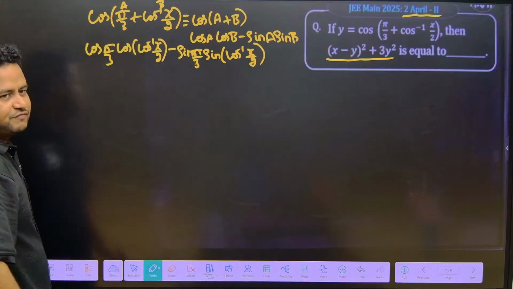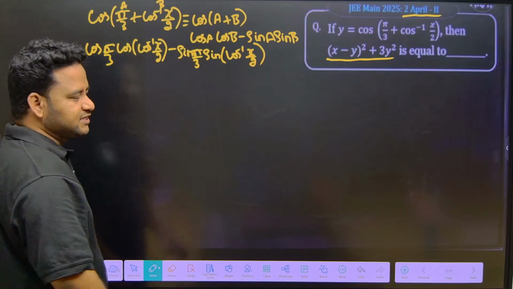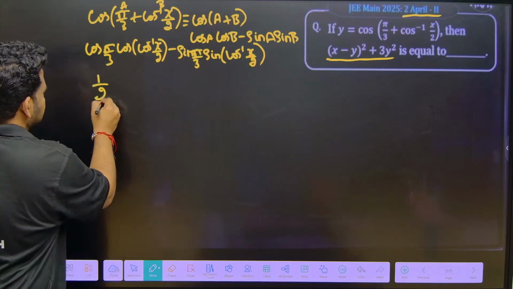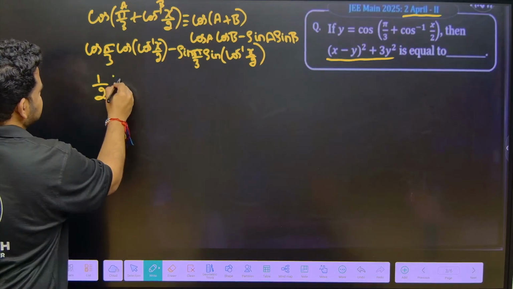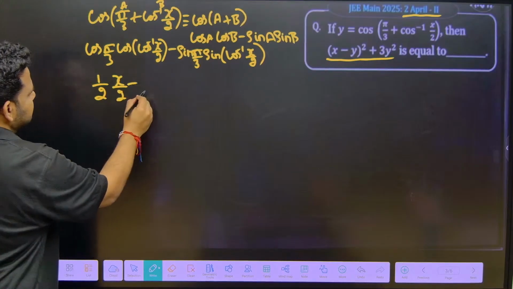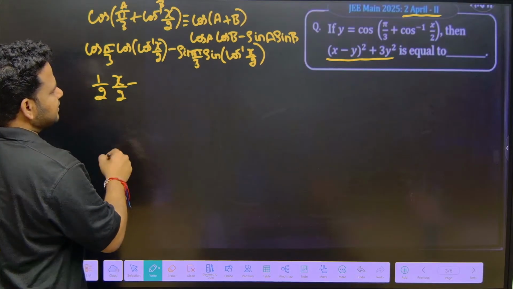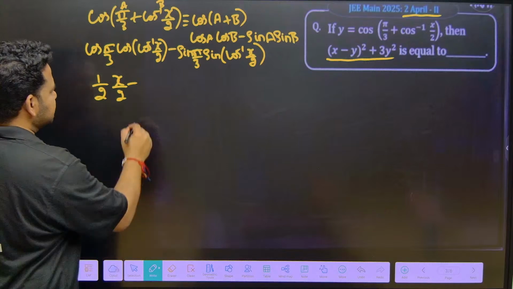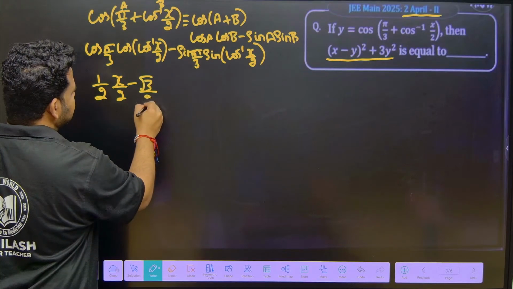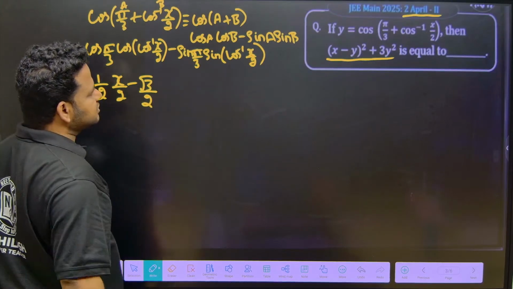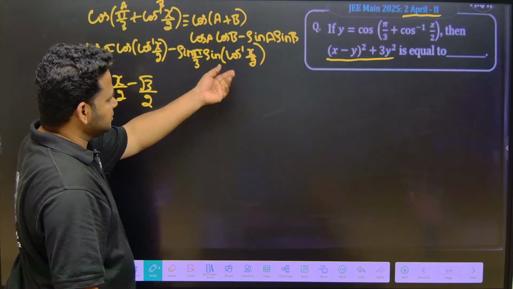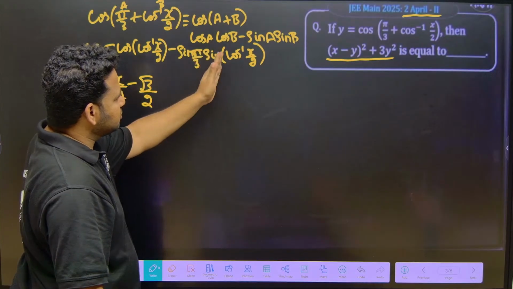Cos pi by 3 is what, friend? Cos pi by 3 is nothing but cos 60, and cos 60 is 1 by 2. Cos of cos inverse of x by 2 is x by 2 itself, minus sin pi by 3. Sin pi by 3 is sin 60, which is root 3 by 2. Now sin of cos inverse of x by 2: I need sin in terms of cos, definitely inside the sin only, because the outside sin is already there.